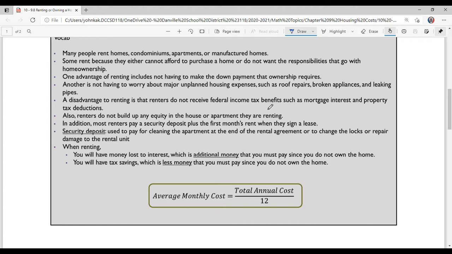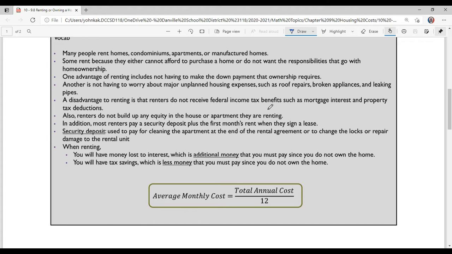Another advantage to renting is not having to worry about major unplanned housing expenses, such as roof repairs, broken appliances, and leaking pipes. If your roof leaks and you're renting, that's not your priority. You don't have to fix it with your own money. That's what you have a landlord for. Or if your refrigerator breaks and it came with the apartment, that's something the landlord needs to replace.